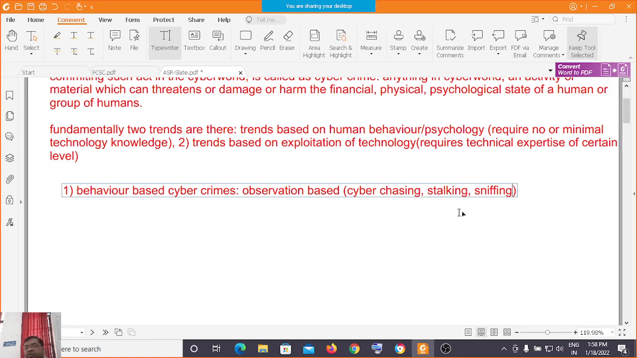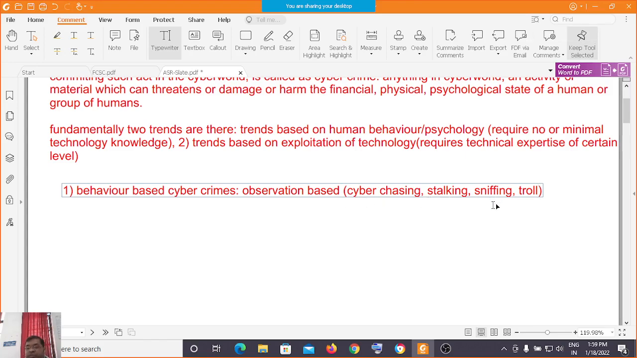Stalking is where you are simply doing something. Direct stalking is there, and indirect stalking is also there. Indirect stalking means that a person will simply troll you so that you get defamed in the cyber world. This is also called cyber defamation. मतलब किसी को बदनाम करने के लिए हम उसका जो डाटा है वो यूज करते हैं. But you won't require too much technical or engineering knowledge for such things. You simply have to know about the behavior of these things. This was observation-based cyber chasing and stalking.